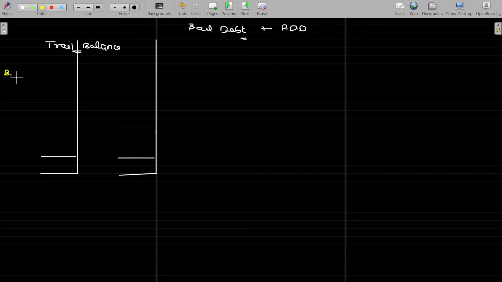In this illustration, I'm going to discuss the bad debt along with the PDD also, provision for doubtful debts. We have debtors of 10,000 rupees. Bad debt we also have already in the trial balance, 300. We have been given the PDD on the credit side of the trial balance, rupees 200.